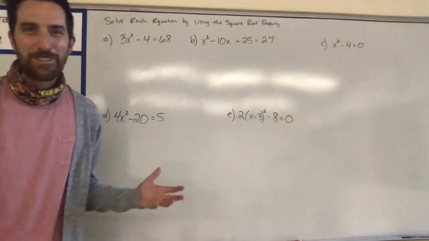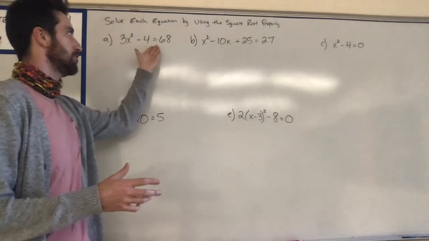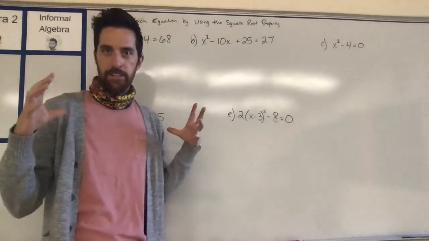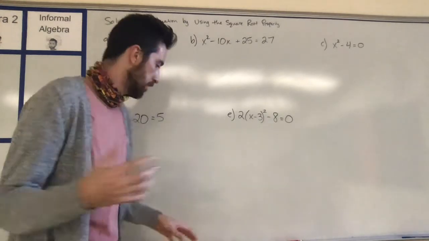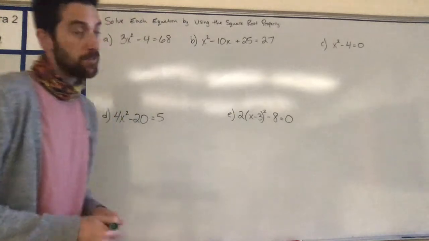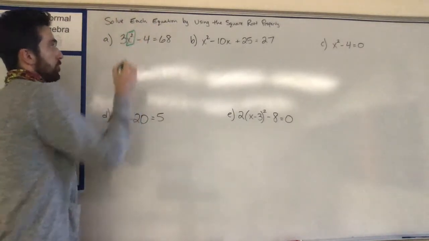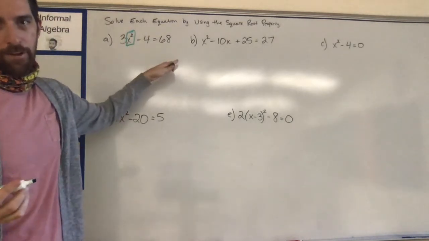Okay, now we're going to solve our equations. So 3x squared minus 4 equals 68. We've got to isolate it to get it down to where it's just something squared, and then we'll square root it. So in order to do that on this first one, if I want to get it down to just x squared, think of 3x minus 4 equals 68. How would you solve that back in the day?